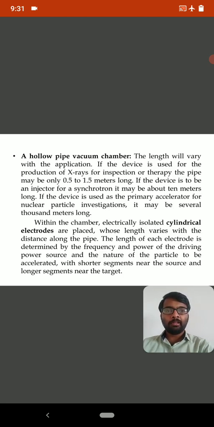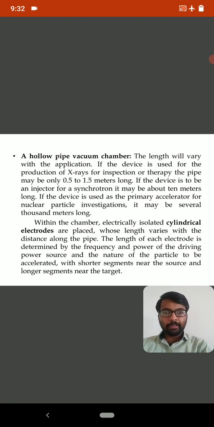Then for the use of primary accelerator in the case of nuclear particle investigations, its length is in the order of several thousand meters. So depending upon that, the length of the cylindrical electrodes also varies.